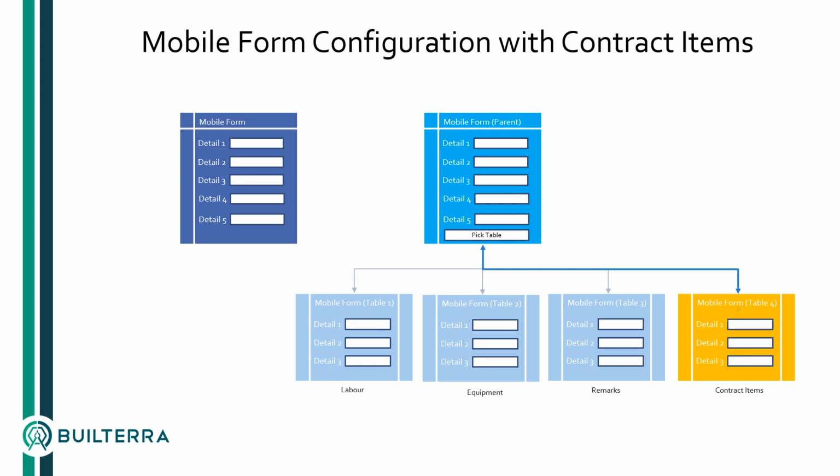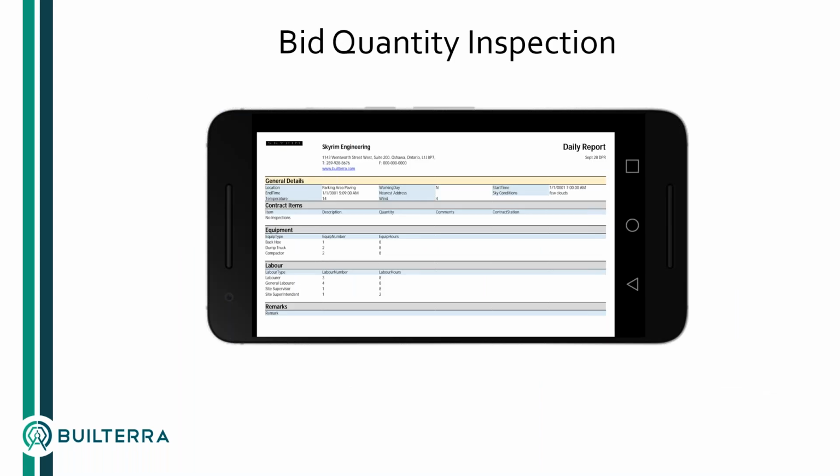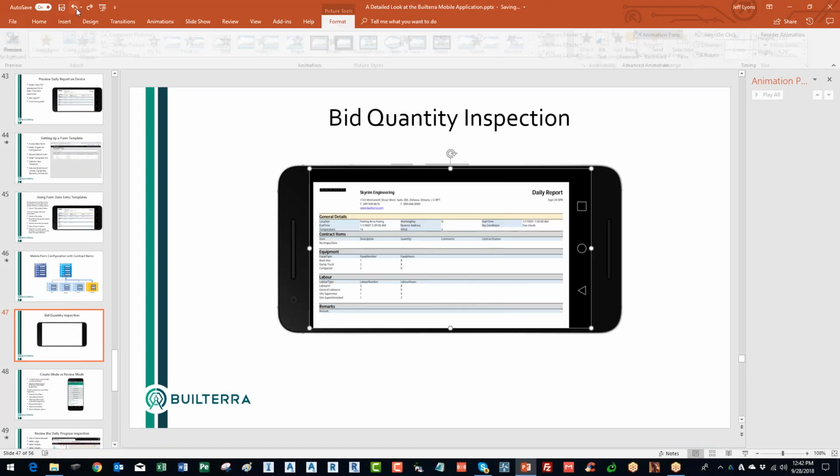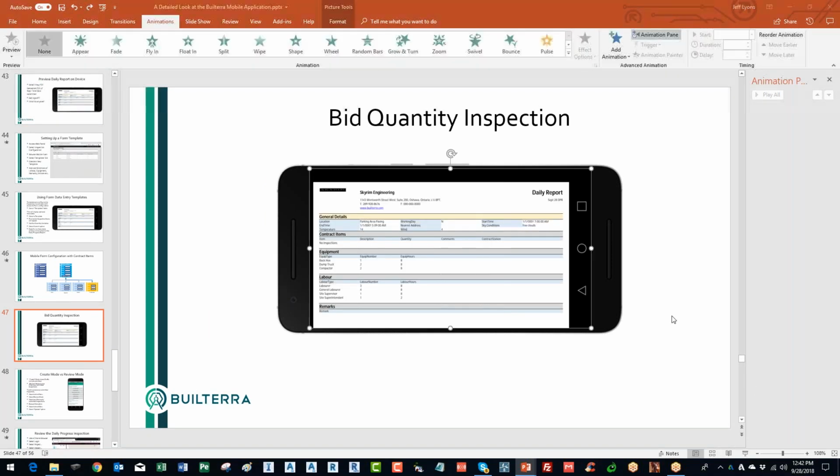We have built a functionality that's different from the others. So contract items means that if you've checked off the access to tender items on your configuration table, it will actually prompt you for items in the form. Let me just go to that bid quantity inspection. Okay, I guess I'm missing some slides on that one, but anyway, we'll just swap that.